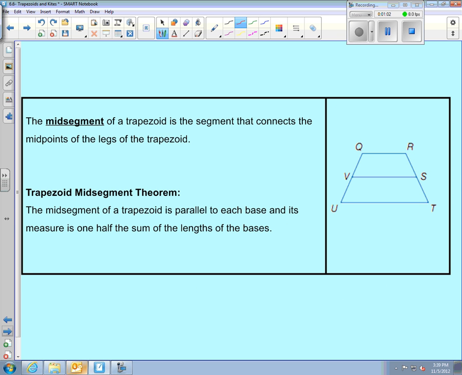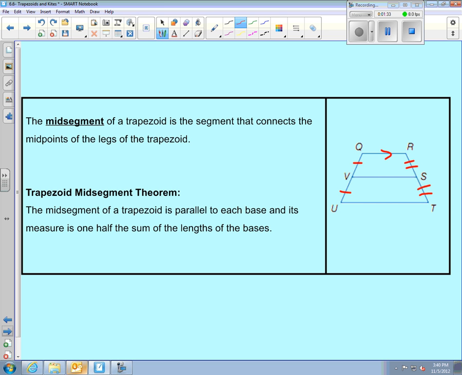All right, so let's also look at this property about the mid-segment. The mid-segment of a trapezoid is a segment that connects the midpoints of the legs of the trapezoid. So midpoint is going to be in the middle, so that means it's created two congruent sides. All right, so our trapezoid mid-segment theorem says the mid-segment of the trapezoid is parallel to each base, and its measure is 1/2 the sum of the bases.